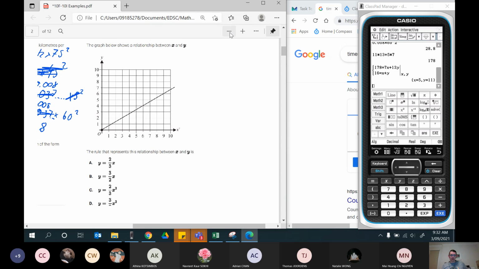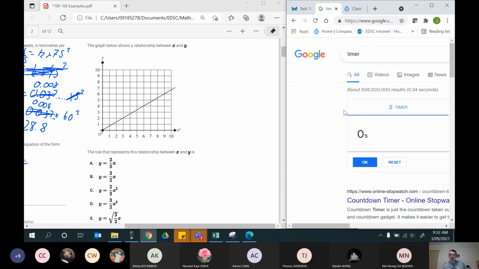Can't just quite get that in. There we go. Let's give you a minute and a half on this one. Have a go. See if you can get this one. And then just try and do that.